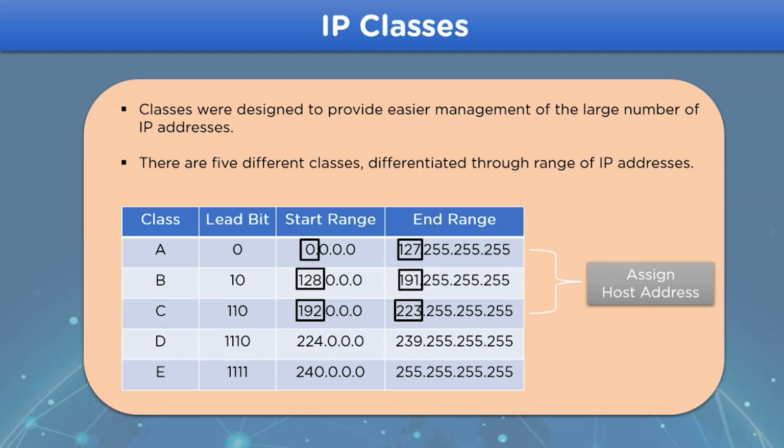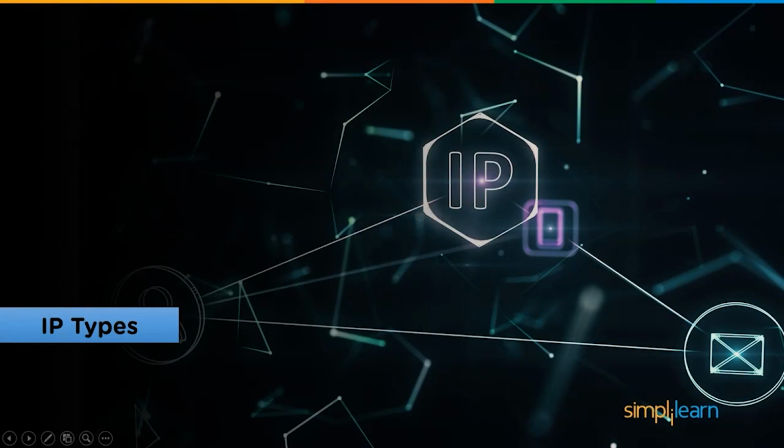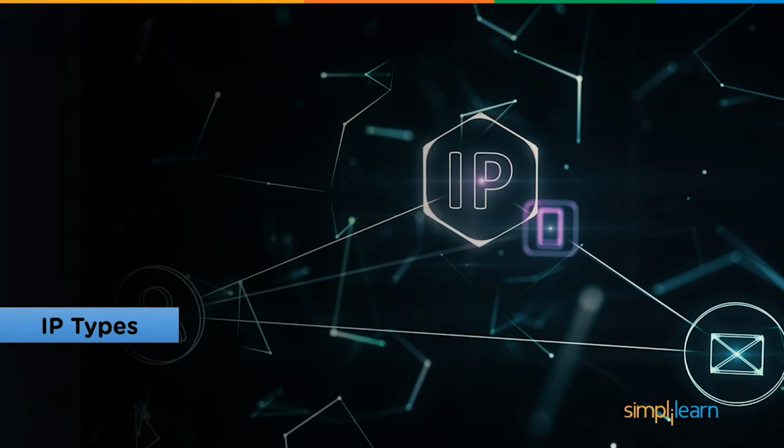And then we have class D, which is used for multicasting, which means it is used to send a signal from one host to multiple hosts, like in video streaming, where the first 4 bits for the network ID are 1, 1, 1, and 0, with a range from 224 to 239. And lastly, we have class E. The network ID for this range is reserved for research purposes and not assigned to any network, with a range from 240 to 255.